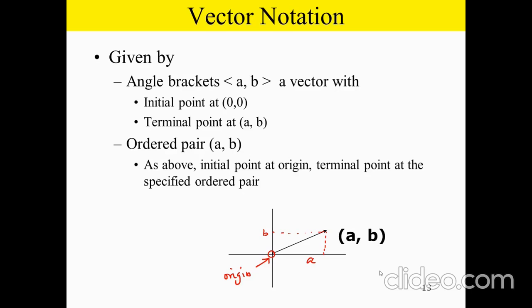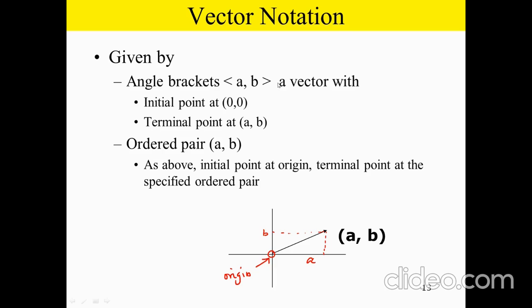There is a very common vector notation that is used with angle brackets that you might not be familiar with, and essentially this notation is saying that this vector has a position of A on your x axis and a position of B on your y axis. So essentially it is telling you that from an initial point 0, 0, the terminal point is A comma B.